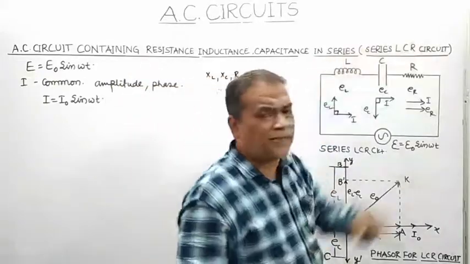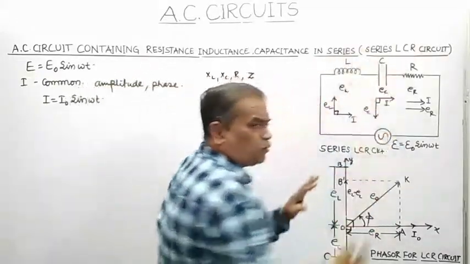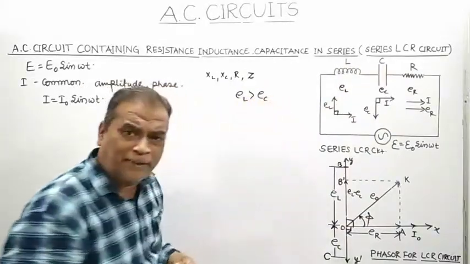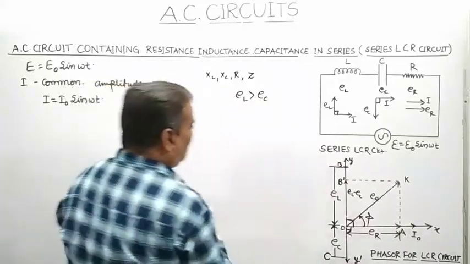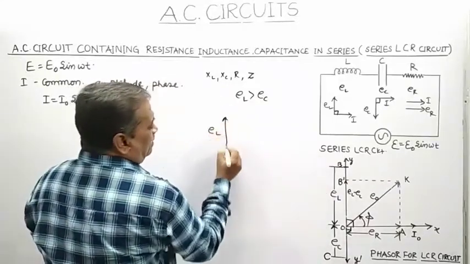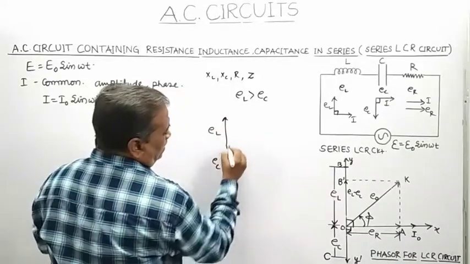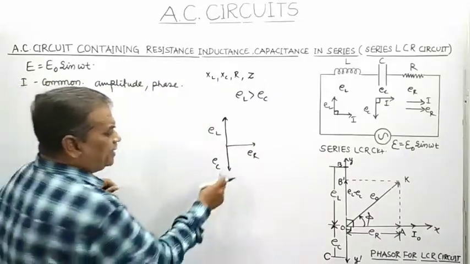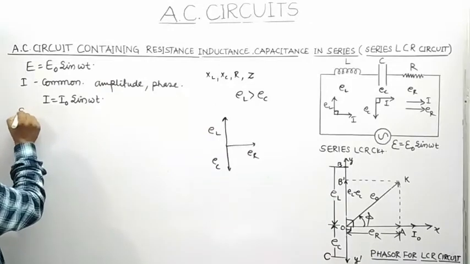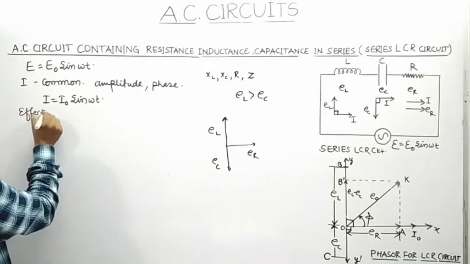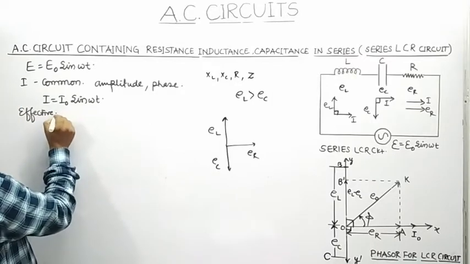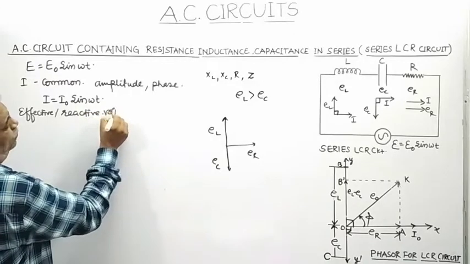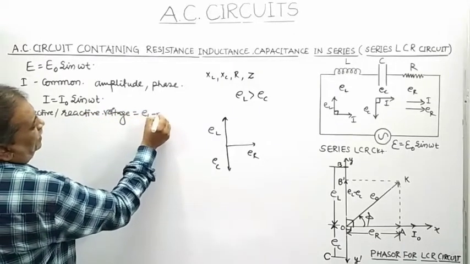Now let us consider, as far as this circuit is concerned, it is inductive dominated circuit, means voltage across inductor is greater than voltage across capacitor. Look at this diagram. I had represented EL, EC, and here it is ER. EL is greater than EC means what is the effective or reactive voltage? Effective or reactive voltage is equal to EL minus EC.